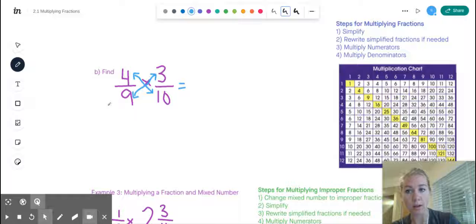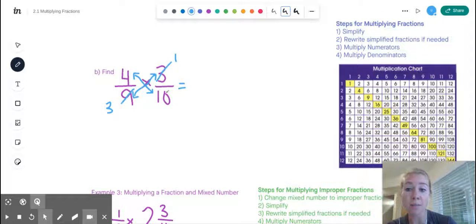I know that 9 is a multiple of 3. 3 goes into 9 3 times. So my 9 turns into a 3. And 3 goes into 3 once. So my 3 turns into a 1. Okay, let's look across here at our 4 and our 10. Can 4 go into 10? Let's look at our multiples of 4. 4, 8, 12. That doesn't go into 10. But I bet they have a common factor.